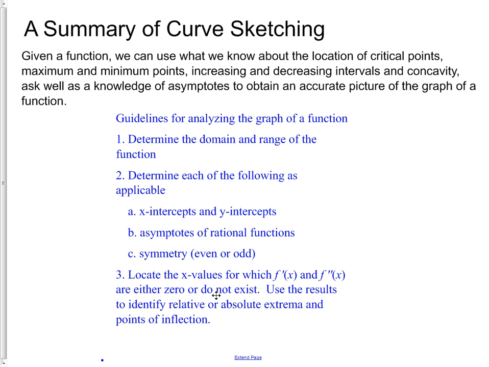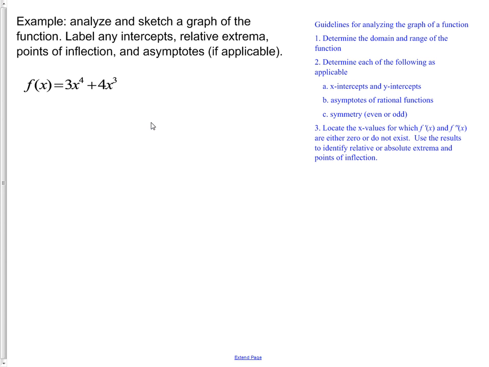Of course, we want to be able to locate the x values for which the first derivative and the second derivative are either 0 or don't exist. Those critical points can be used to identify relative or absolute extrema using the first or second derivative tests as appropriate. And then we can use that information to get a graph. So it'll be worth our time to go through a few examples. And I'm going to start with a graph of a polynomial to help us illustrate all of these guidelines.